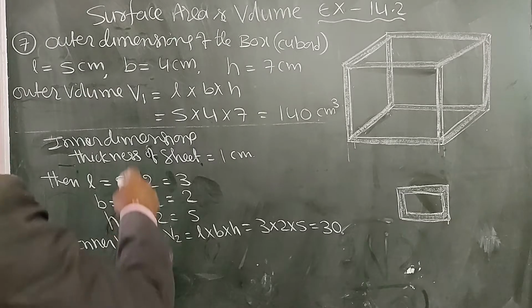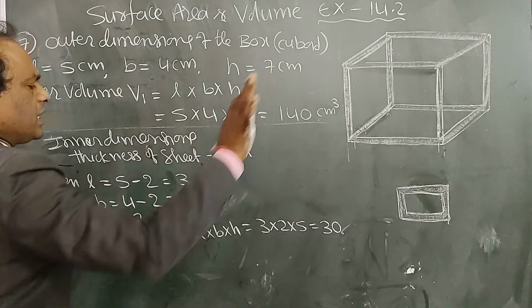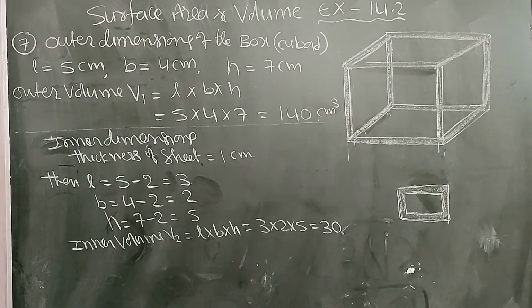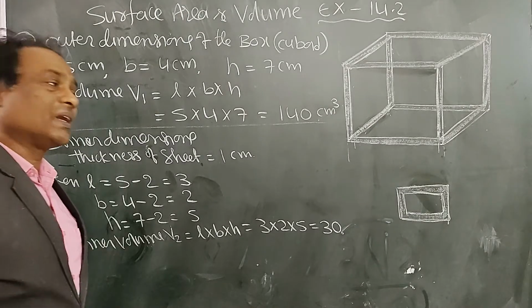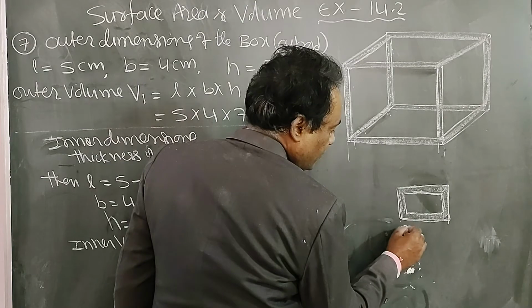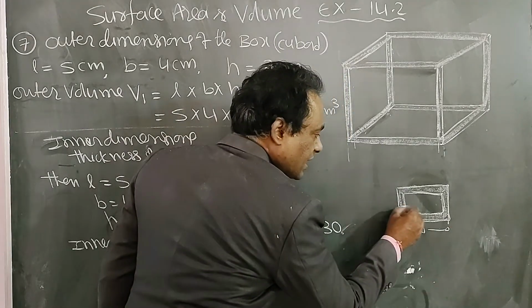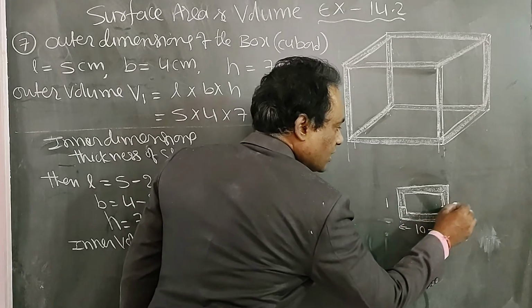Outer dimensions are given, students: 5, 4, 7. Volume is length into breadth into height. But what about inner dimensions? Not given, but thickness is given. See, suppose this outer, here I will give an example, 10. This thickness is 1. This thickness also 1.